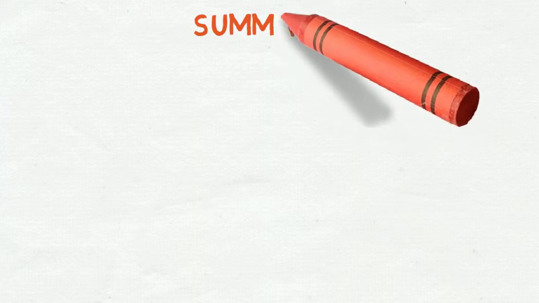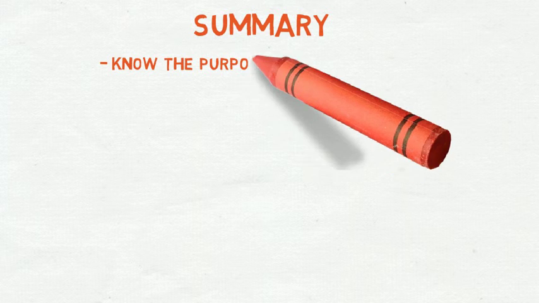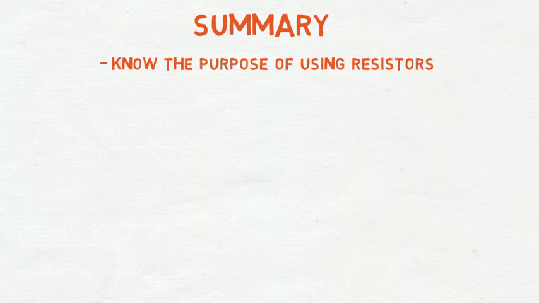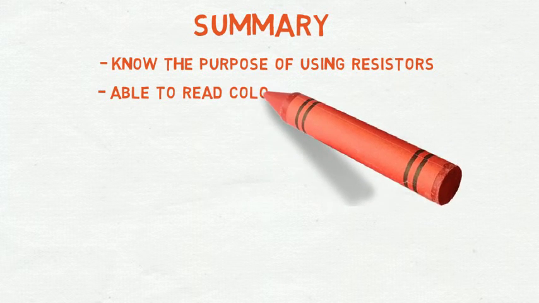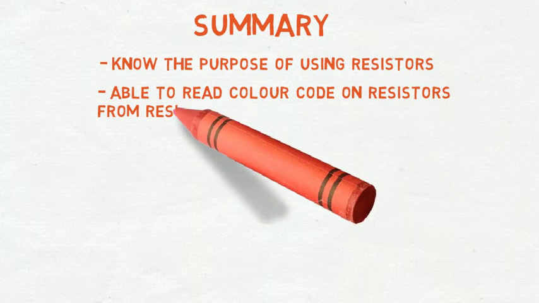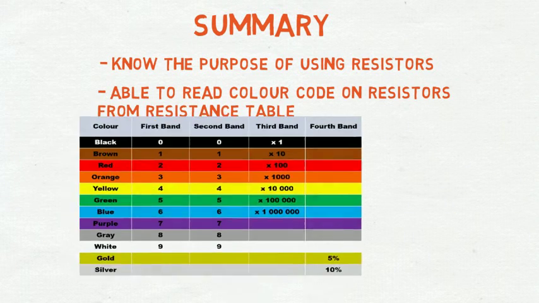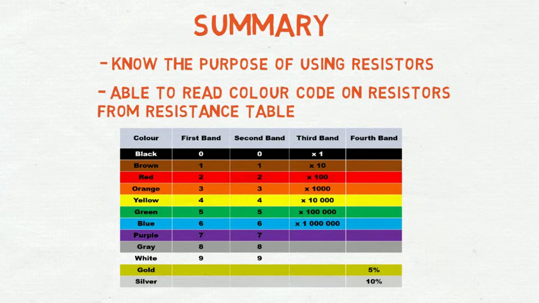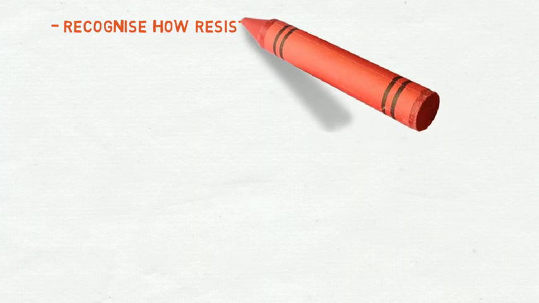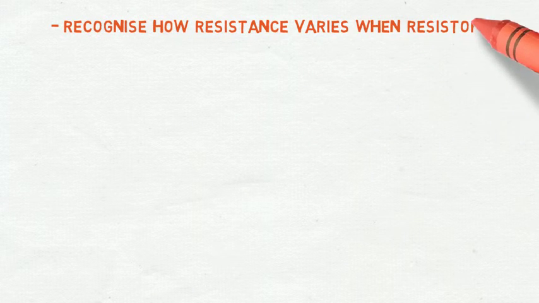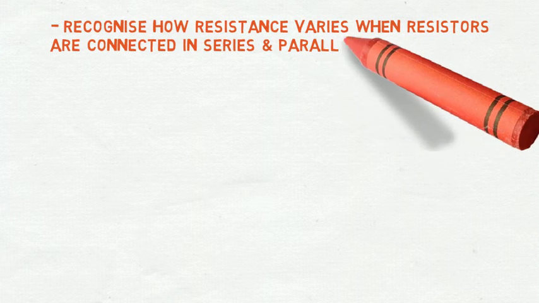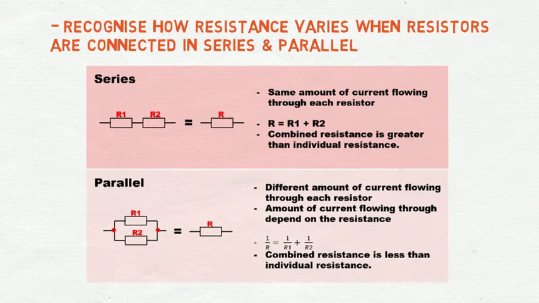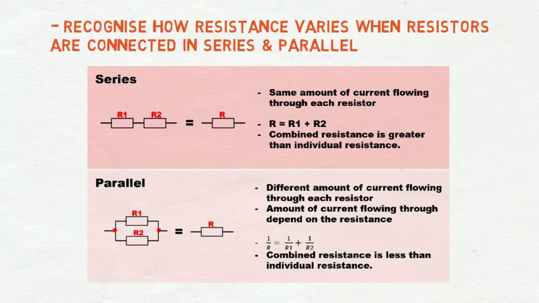Now let's look at the summary. In terms of resistors, you should know the purpose of using a resistor and be able to read the color codes on the resistor based on the resistance table. Next, recognize how resistance varies when resistors are connected in series and parallel, and also understand Ohm's law and apply the formula.